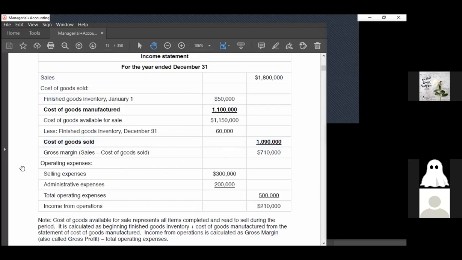Now the only expenses that are left are those that are out of manufacturing. So expenses that are not spent in the manufacturing plant. That includes your selling and your administrative expenses over here. So that gives you your total operating cost or total expenses. So total operating expenses, 500,000, and from that you calculate income from operations, or the profit for your company.